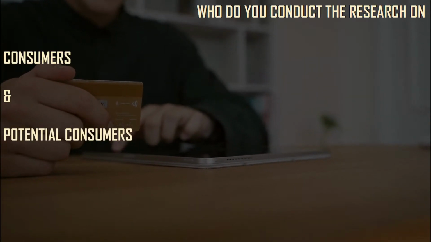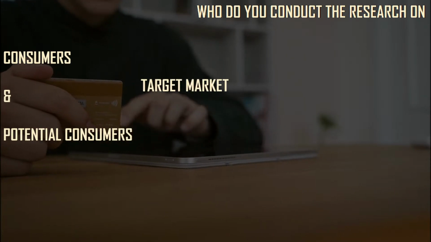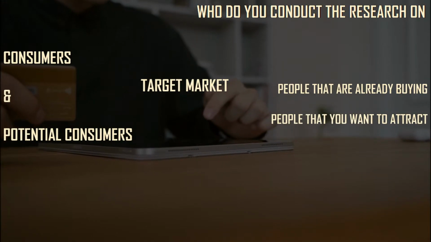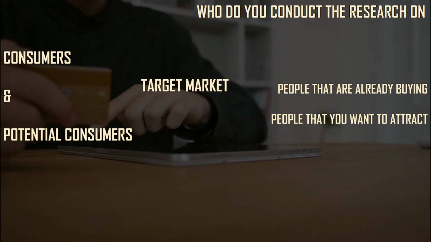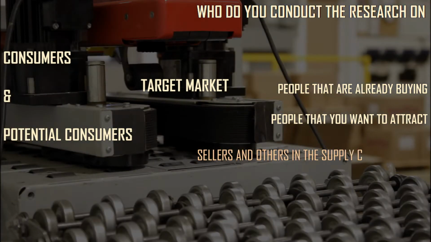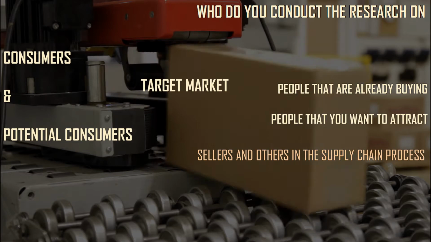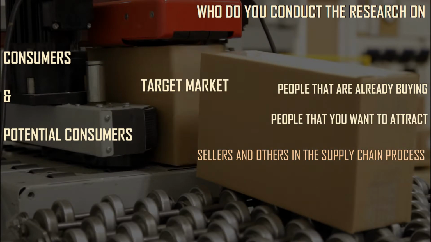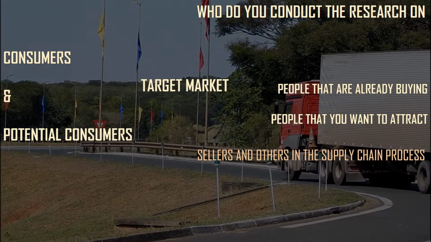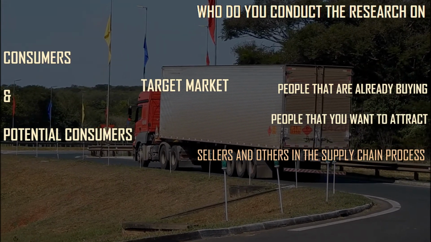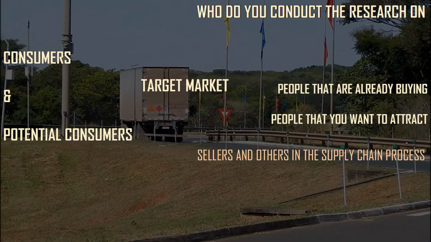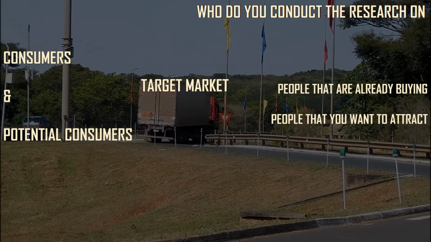You need to track both people that are buying from you and the people that are not buying from you but fall under your targeted market segment. Another thing, you can conduct qualitative interviews with the sellers or other people in the supply chain process to see how your product is doing in the market as a whole. These people can also tell you how buyers and potential buyers are likely to behave when they are making the purchasing decision.